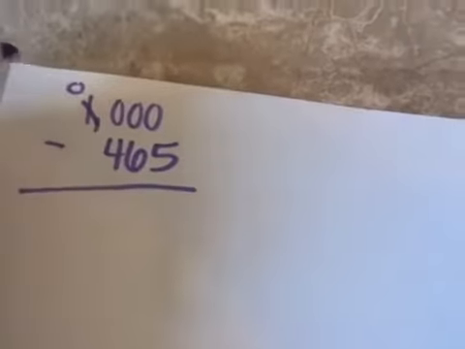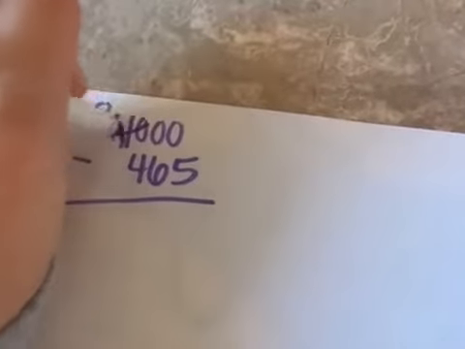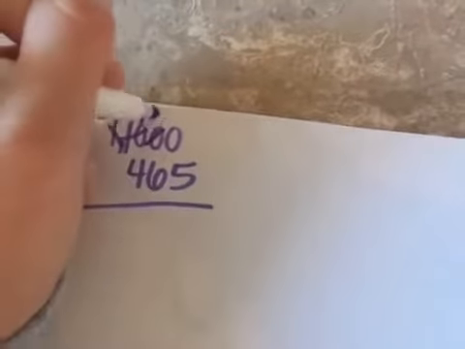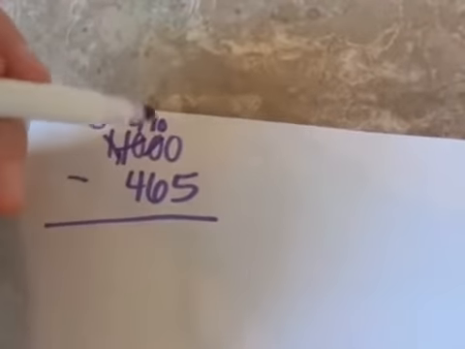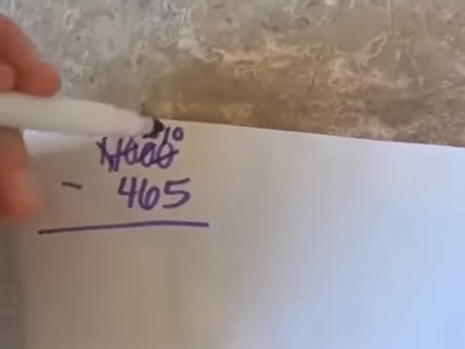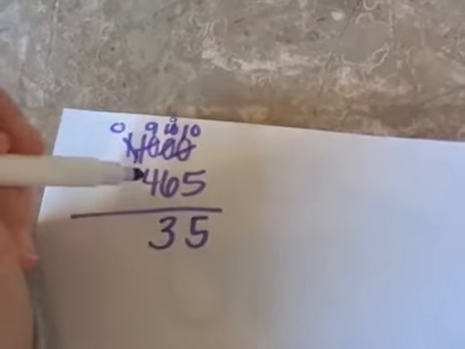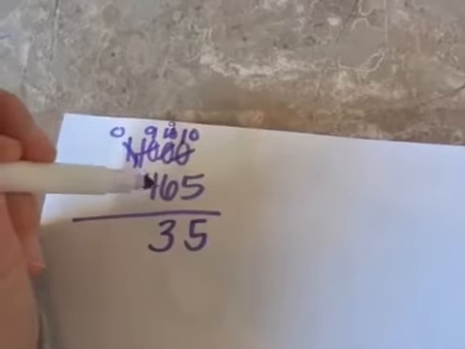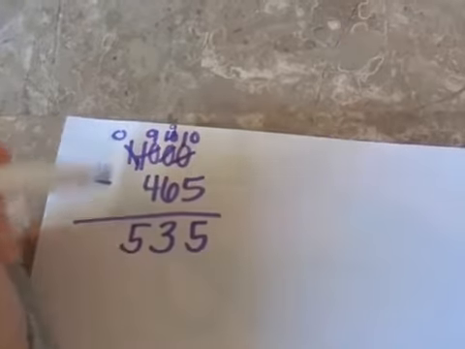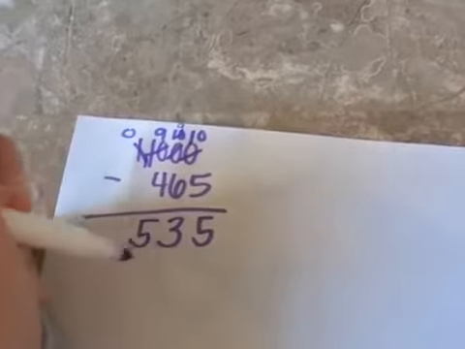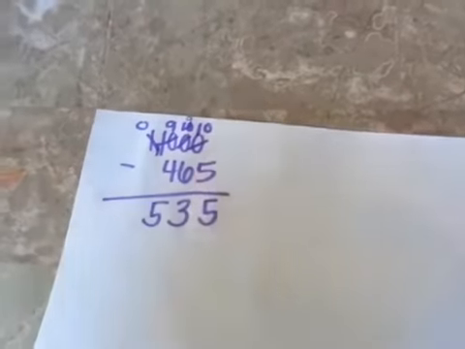1,000 minus 465. A lot of zeros up top, so I have to borrow. This 1 becomes a 0, the 0 becomes a 10, got to borrow again, that becomes a 9. This 0 becomes a 10, I have to borrow again, so that becomes a 9. 10 minus 5 is 5. 9 minus 6 is 3. 9 minus 4, 9, 8, 7, 6, 5. And 0 minus 0 is 0. So my final answer is 535.